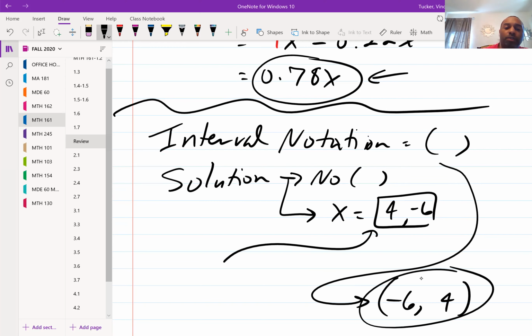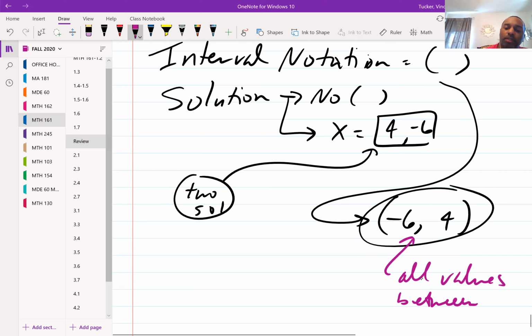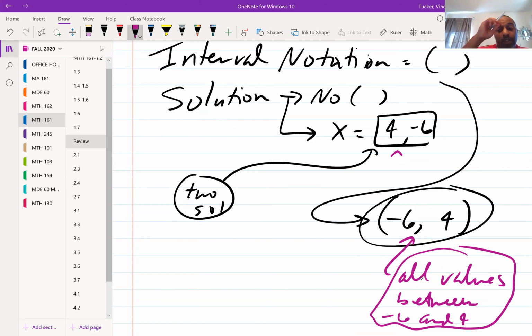This is just two solutions, 4 and -6. This right here, all values between -6 and 4. So there's a difference in what you're trying to represent. So you would never use parentheses in this situation because you're saying my only two solutions are 4 and -6. So that's what you're saying right here. My only two solutions are 4 and -6.